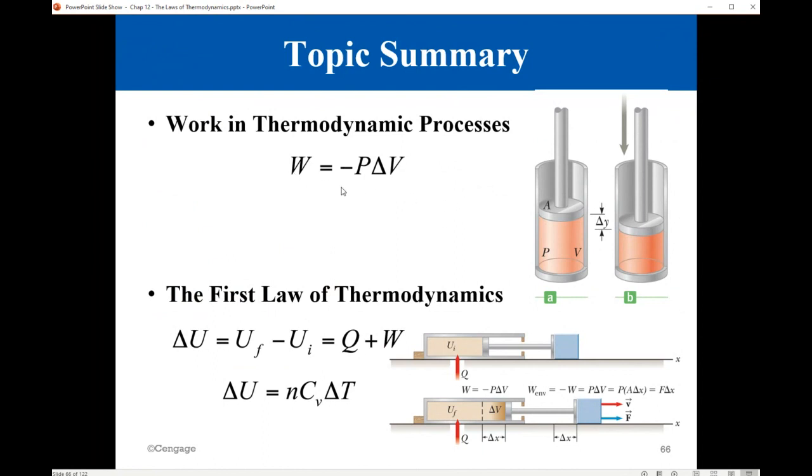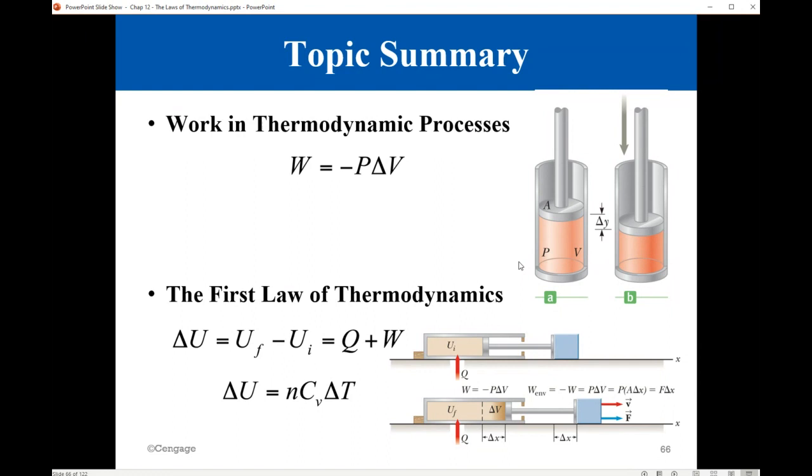The work can be negative or positive. So if the displacement and the force are along the same direction, the work will be positive. If the displacement is in one direction and the force in the other direction, then work will be negative. Like here, the work done by the surrounding on the gas is positive, but the work done by the gas on the piston will be negative.